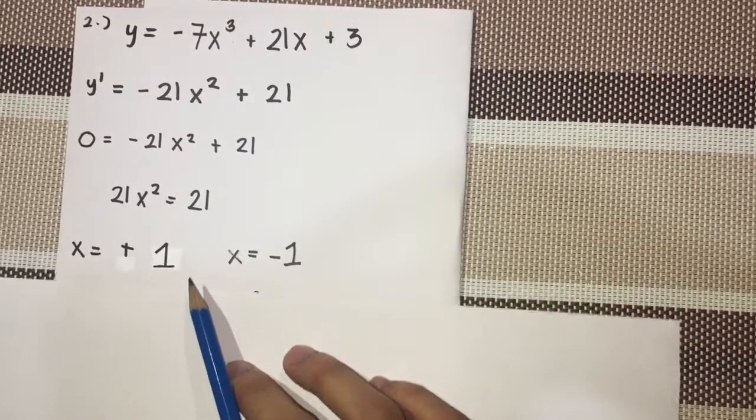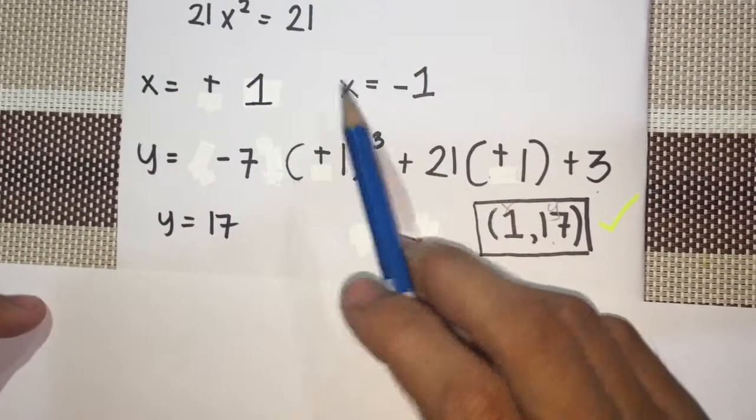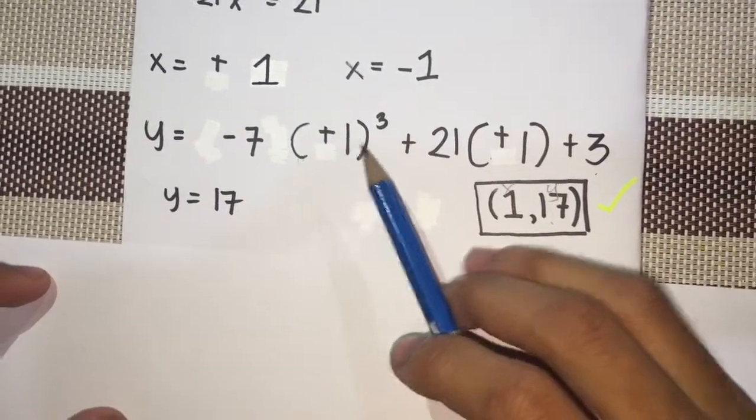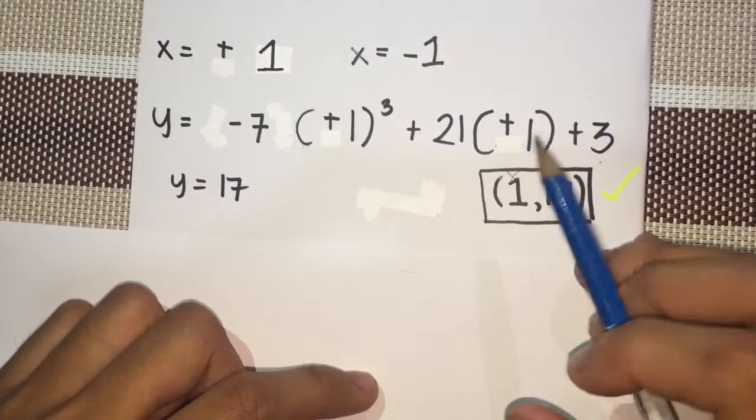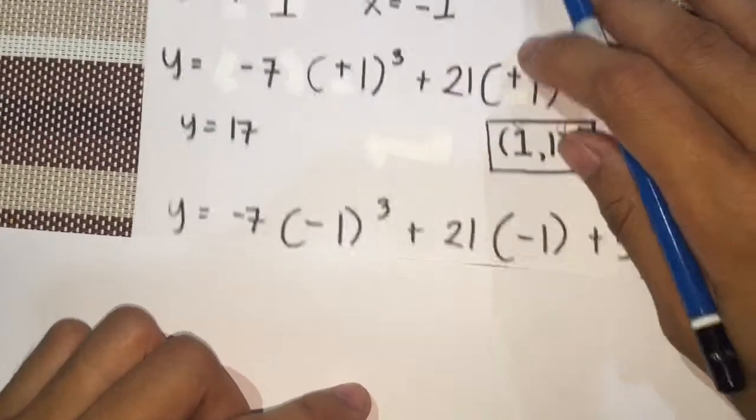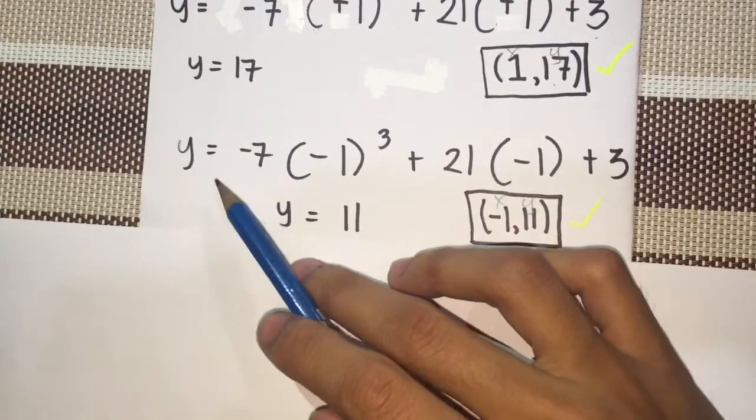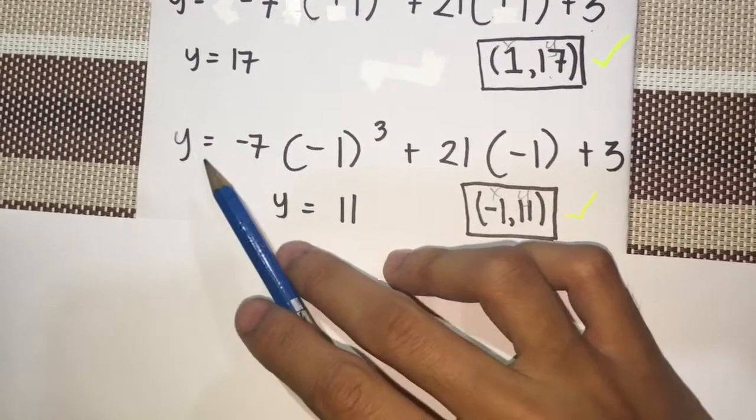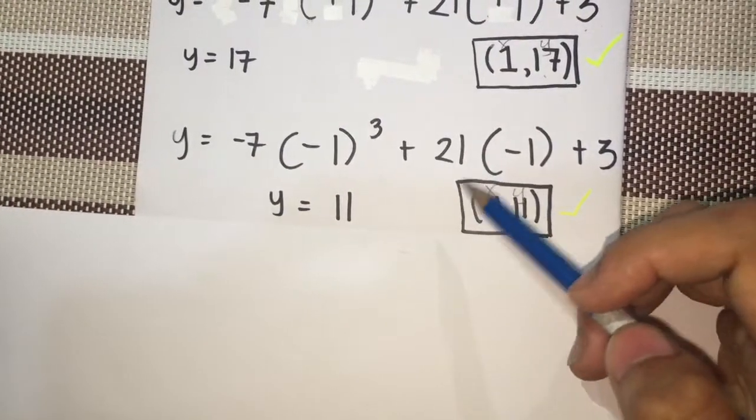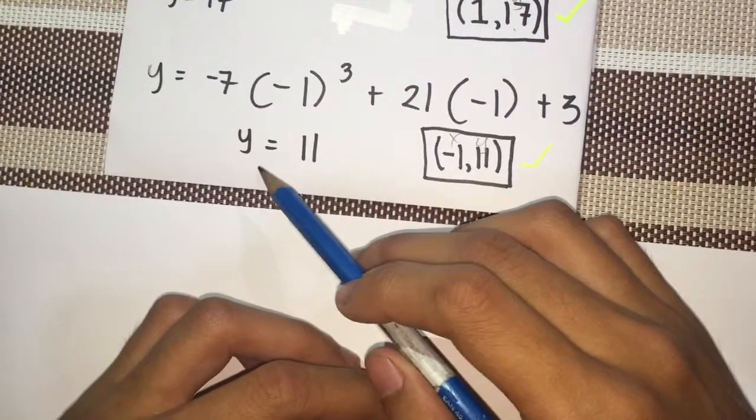The next is now we're going to substitute positive 1. Y equals negative 7 times positive 1 cubed plus 21 times positive 1 plus 3. And the result is y equals 17. Next is we're going to substitute negative 1. Y equals negative 7 times negative 1 cubed plus 21 times negative 1 plus 3. And the result is y equals 11.